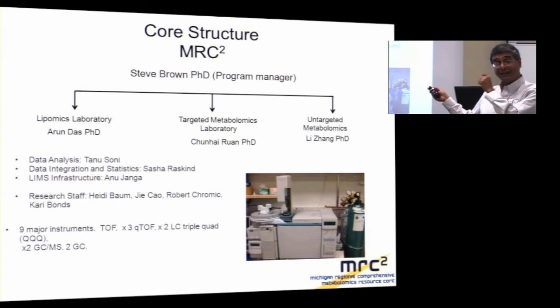Contact Steve with any issues or consultation up front. That will be very helpful. Lipomics Lab is run by Arun Das, who's right in the middle here. Targeted Metabolomics Lab is run by Chunhai. I don't see Chunhai here.